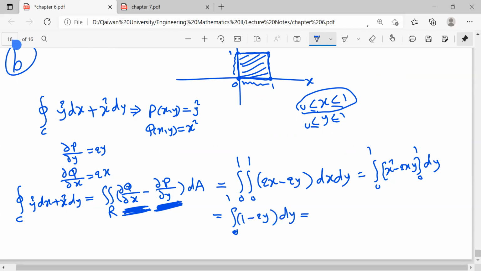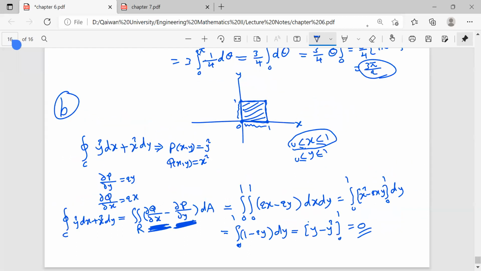Now we take an integration with respect to y, and we get y minus y squared from 0 to 1, and we get 0. That means the line integral over that curve, over the region R, which is that square, is 0. So this is the answer for the second part.